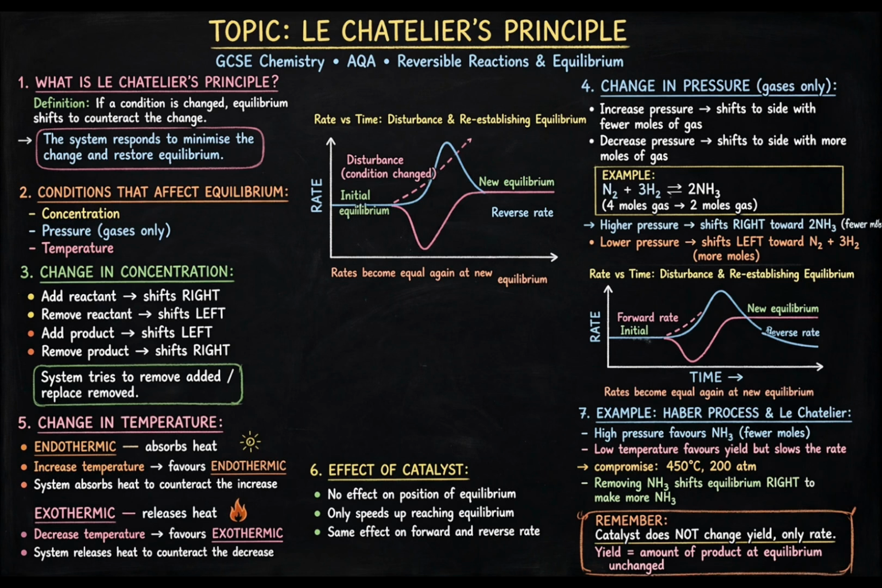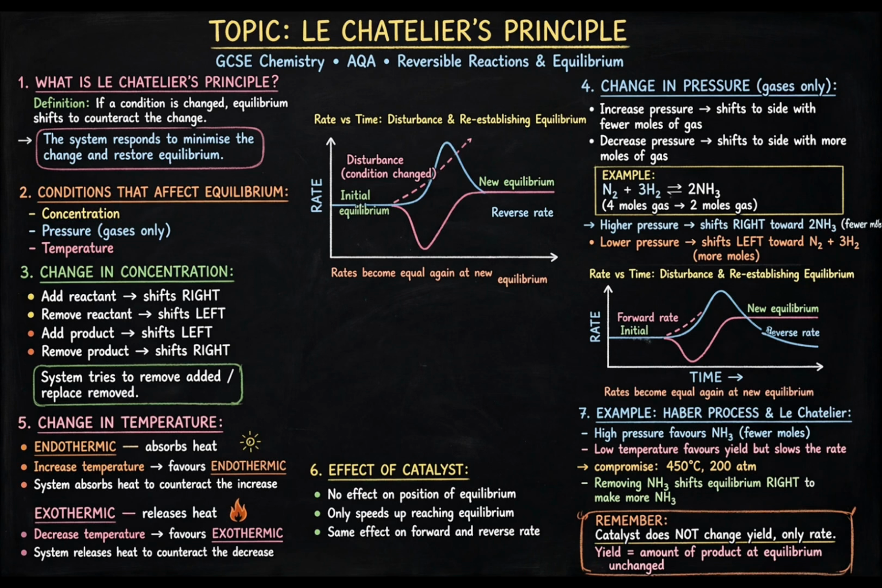Change in concentration. Add reactant, shifts right. Remove reactant, shifts left. Add product, shifts left. Remove product, shifts right. System tries to remove the added or replace the removed. Change in pressure, gases only. Increased pressure shifts to side with fewer moles of gas. Decreased pressure shifts to side with more moles of gas.